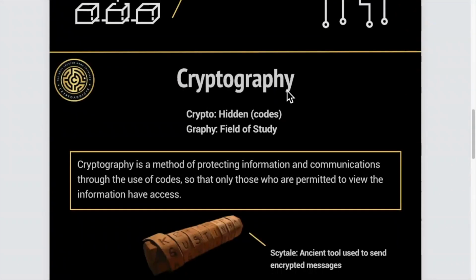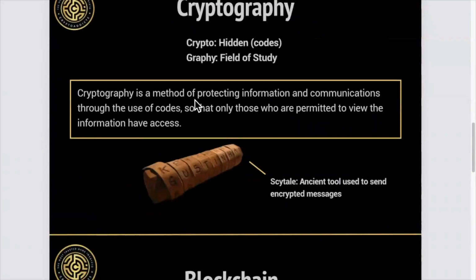Cryptography is a combination of two words: crypto, which comes from a Greek word that means hidden, in this case meaning codes, and graphy, which is a field of study. So photography is the field of study of photographs, and cryptography is the field of study of hidden codes. Cryptography, in the official definition, is a method of protecting information and communications through the use of codes, so that only those who are permitted to view the information have access. If this message wasn't intended for you, you're not able to access that data.